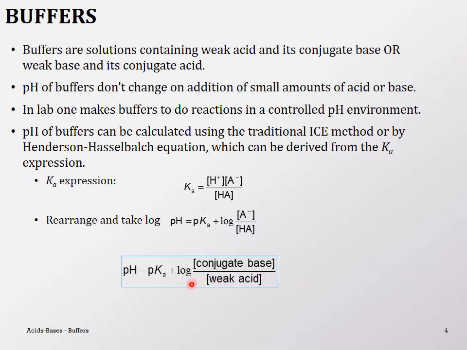The pKa of the weak acid or the weak base, you will know already. Whether you have a base or an acid doesn't matter. If you have an acid buffer, you will have a weak acid and its conjugate base. If you have a basic buffer, you will have the base and its conjugate acid. It depends what kind of buffer you're making. Anyhow, this equation is the key for making buffers.